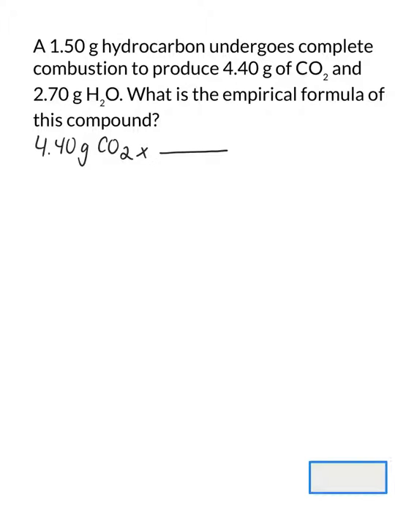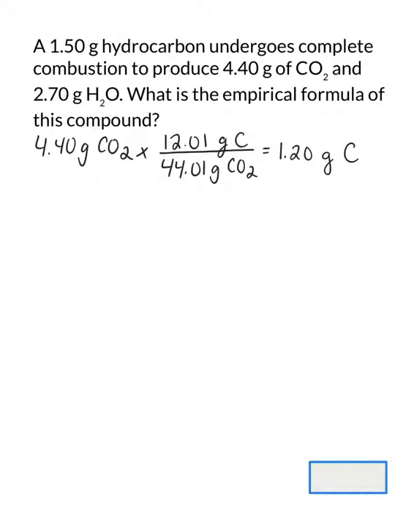So what we're going to say is, for every mole of CO2, so 1 mole of CO2 is 44.01 grams. For every mole of CO2, you can see there's 1 mole of carbon in it. Well, 1 mole of carbon is 12.01 grams. Right, that's carbon. So for every 44.01 grams of CO2, we have 12.01 grams of carbon. So when we do this dimensional analysis, we find that there is 1.20 grams of carbon in our particular sample.